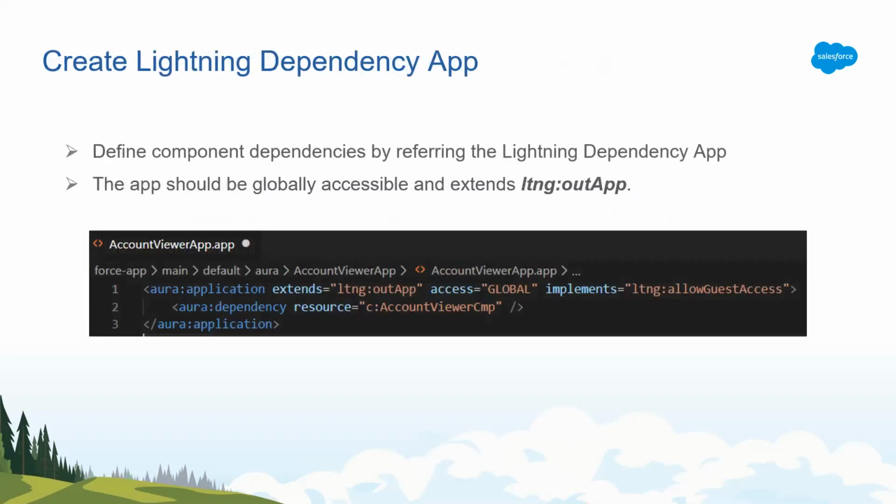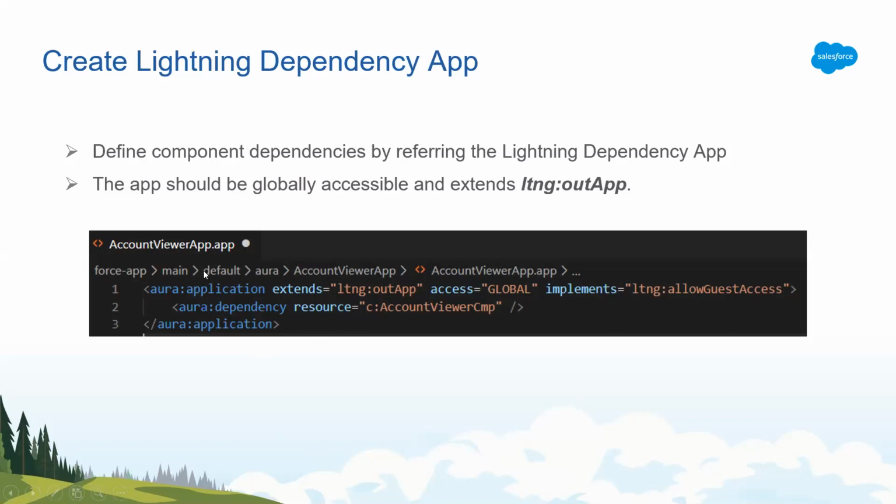So the first step to bring a Lightning component to a Visualforce page is to create a Lightning dependency app. It's basically a simple Lightning app that you build on your Salesforce org. It's just that you extend something known as ltng:outApp, which is the Lightning Out app extension, and you make sure that the application is access global so that everyone can access it. And then in that, you create a dependency component which will link to your actual Lightning component.